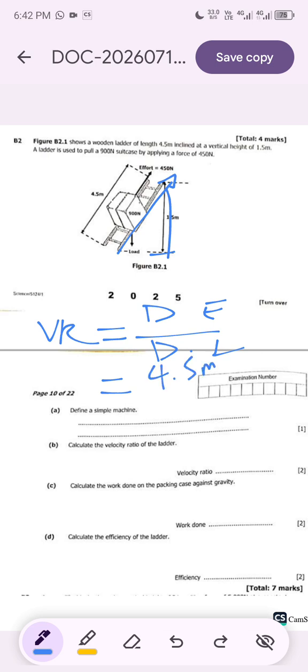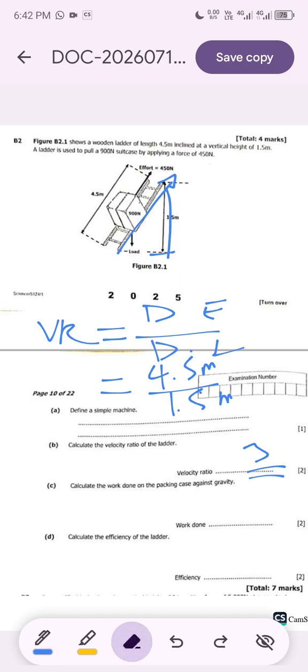The distance moved by effort is 4.5 meters, divided by the distance moved by the load, which is 1.5 meters. When you get your calculator, you say 4.5 divided by 1.5. We are going to get 3 as the answer here. It doesn't have SI units because it's a ratio. That's how you calculate the velocity ratio of the ladder: distance moved by effort, distance moved by the load.